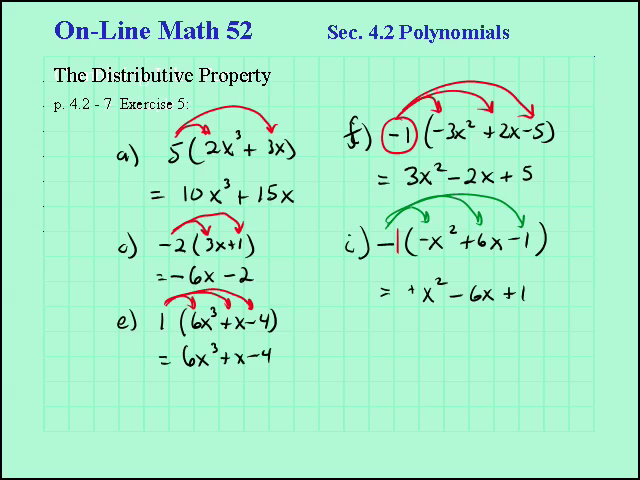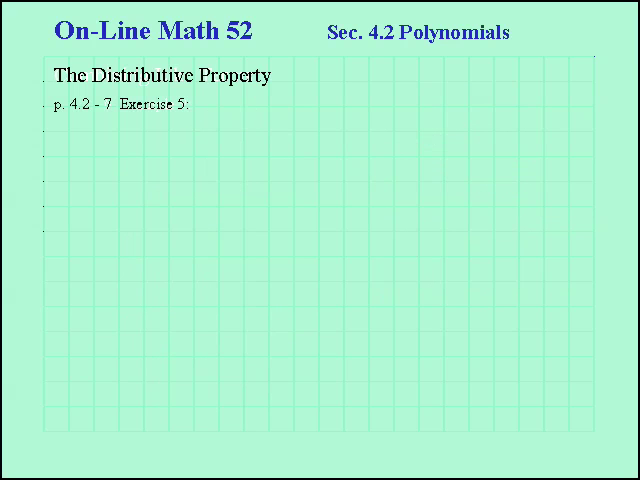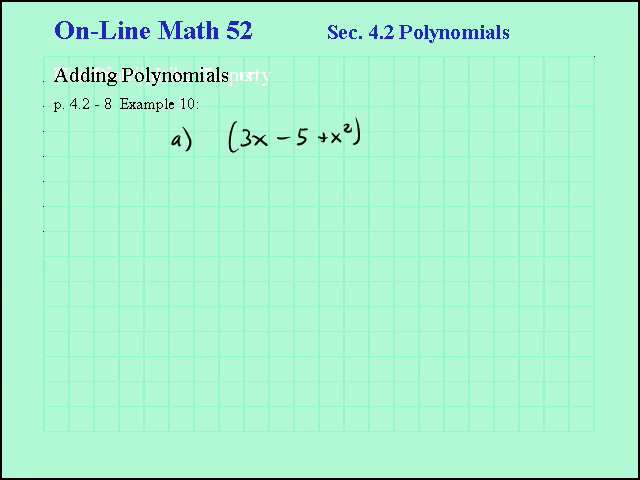Let's go on to our next. Looks like we're on example 10 now, on page 8. And this is adding polynomials. And I'll just do part A on this one. And it says that we have 3x minus 5 plus x squared plus 2 plus 8x minus 4x squared. And notice that I have these in parentheses.